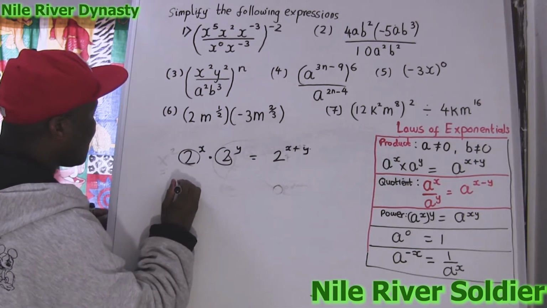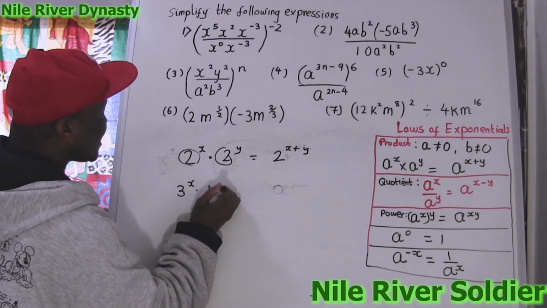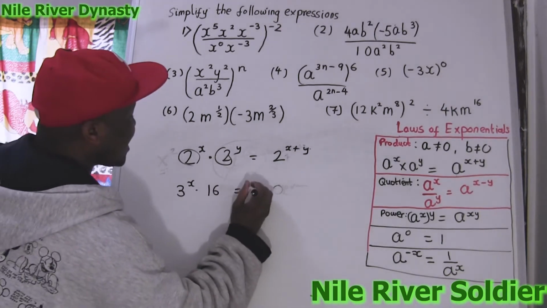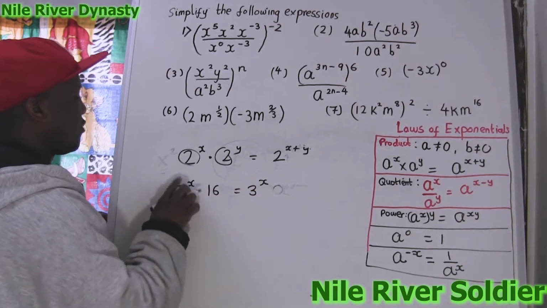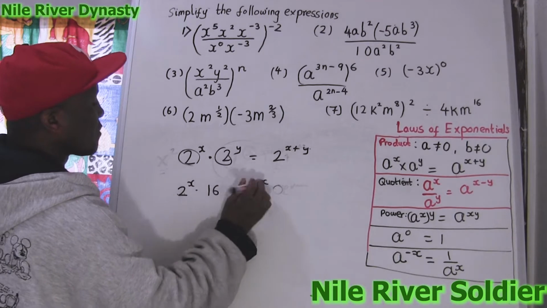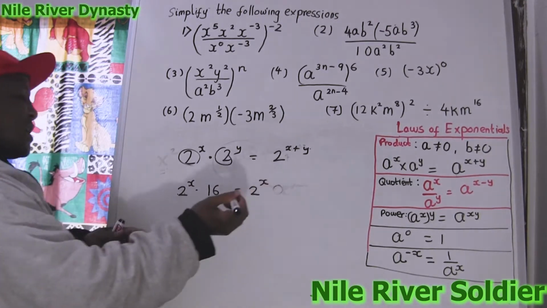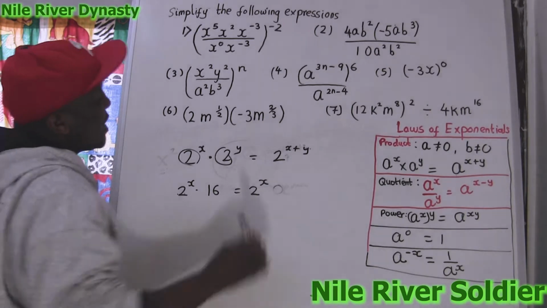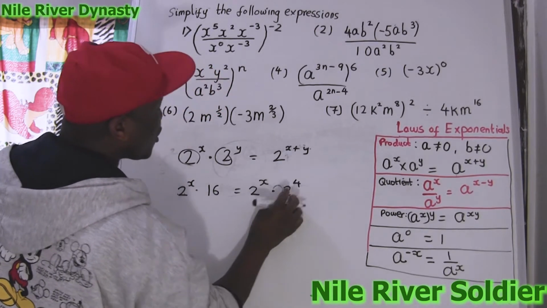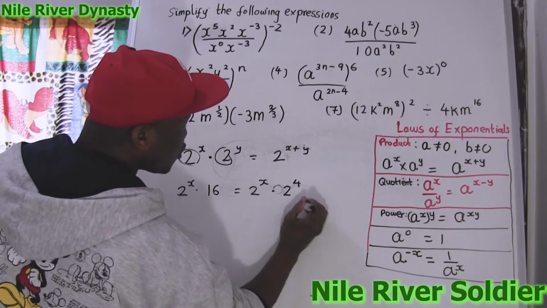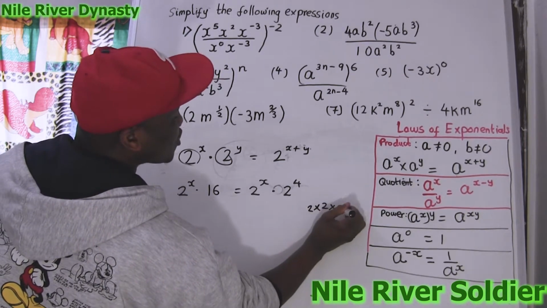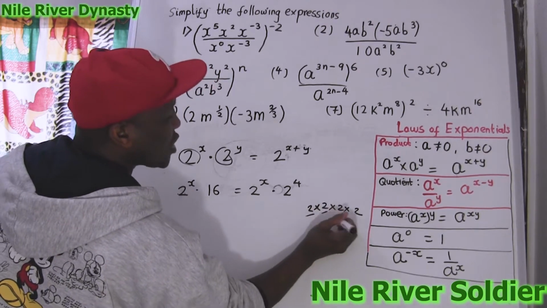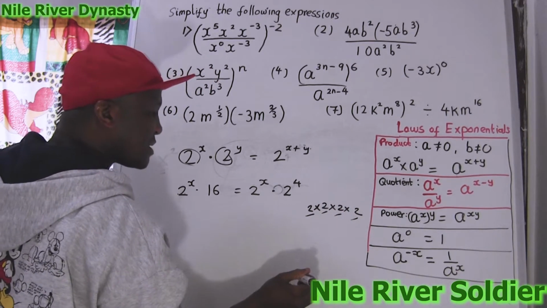So somebody gives, let's say, 2^x times 16. You see the base is not the same, but I can break these to be the same. So this is 2 power x. How am I going to make 16 as 2 power which number? If I have 2 power 4, we know 2 power 4 equals 16. How? Because 2 power 4 means 2 times 2 times 2 times 2, the same thing multiplied how many times? First time, second time, third time, fourth time.